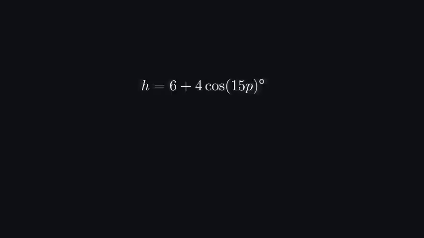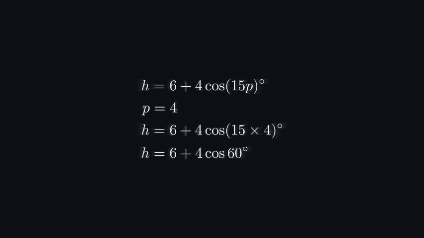Part 1. h equals 6 plus 4 cos of 15p degrees. p equals 4. h equals 6 plus 4 cos of 15 times 4 degrees. h equals 6 plus 4 cos of 60 degrees.